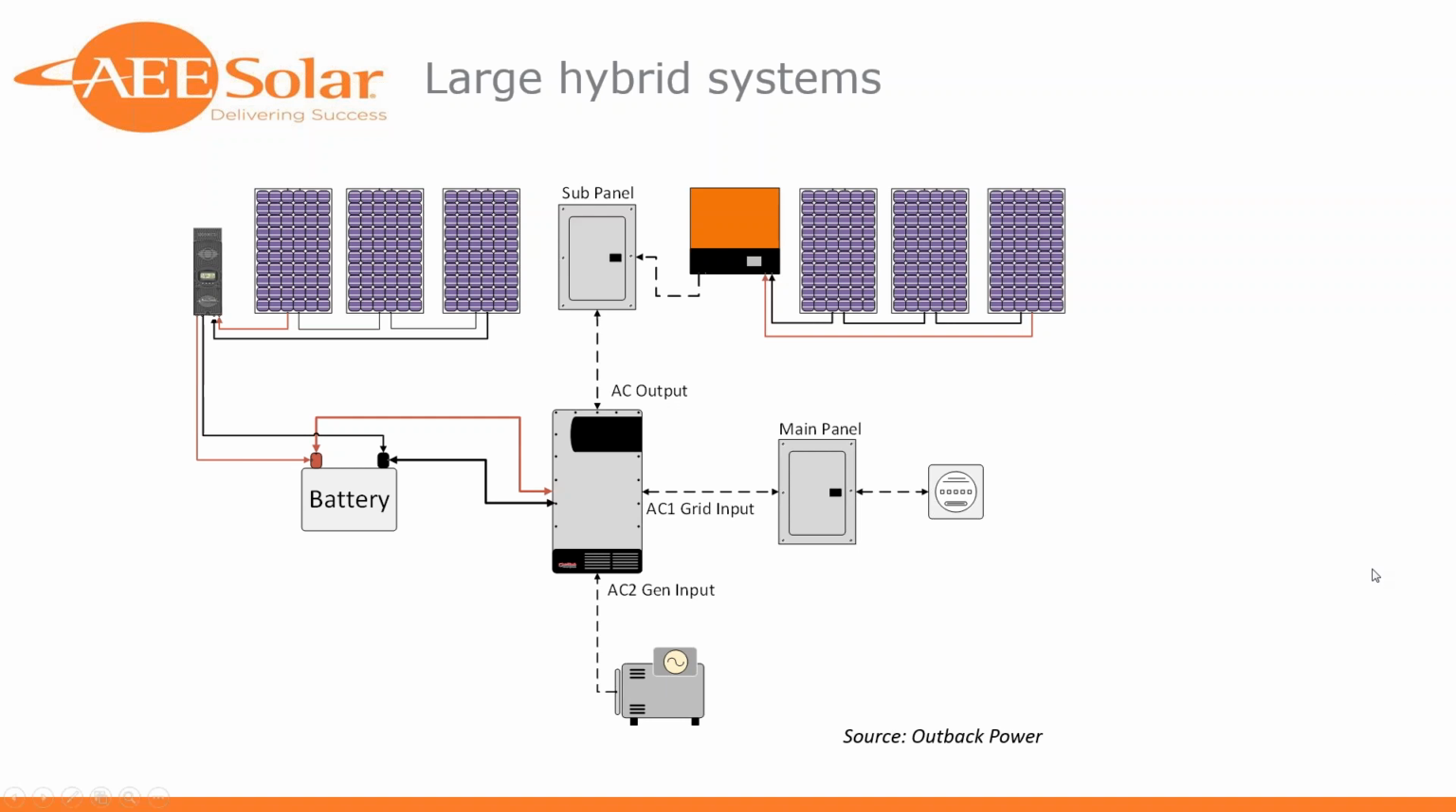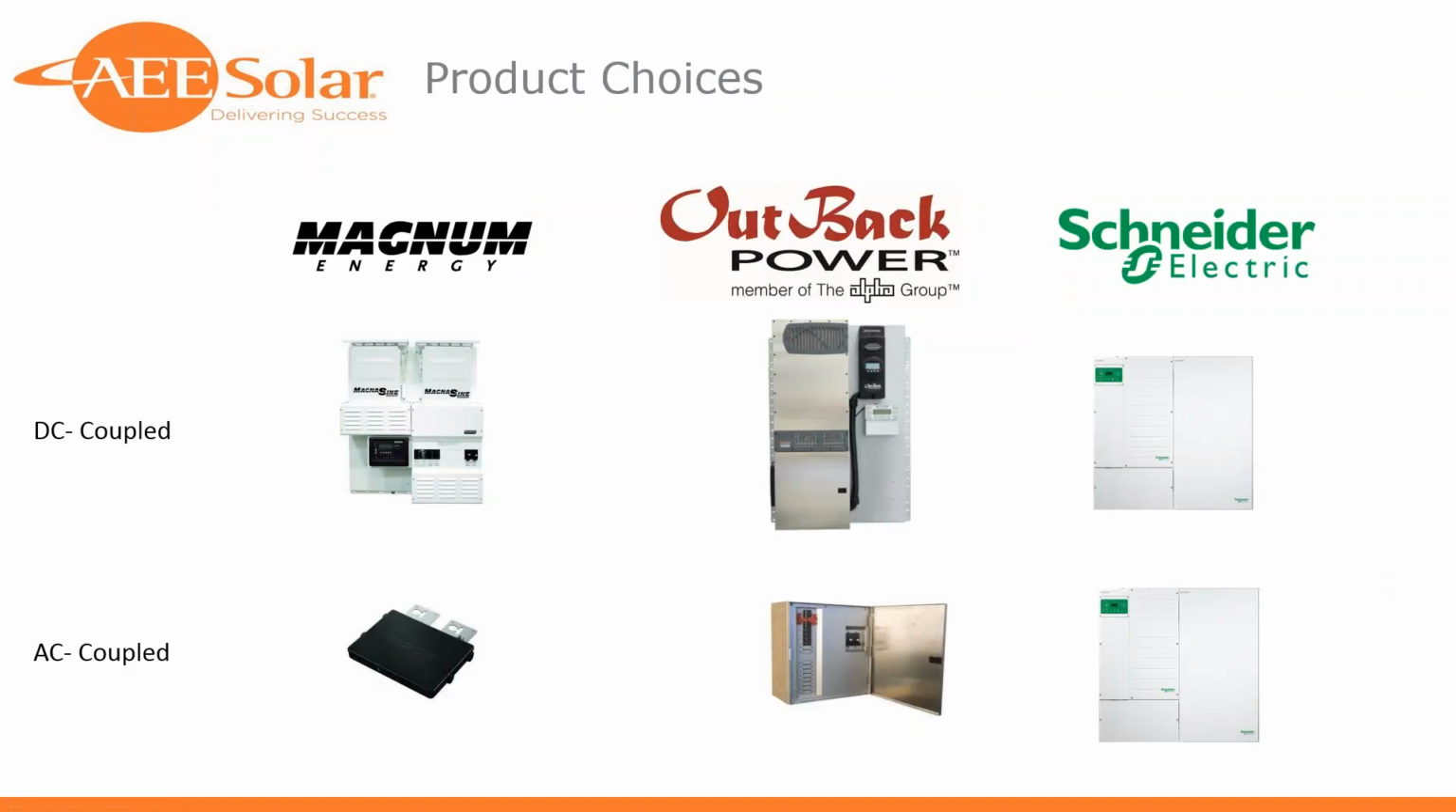So at this point, I wanted to just do a quick overview of some product choices you've got out there. My presentation so far has been pretty heavily weighted towards Outback and Schneider. That's not to say anything ill of Magnum. I just didn't have a lot of material from which to pirate slides and diagrams. But all three of these brands have great solutions for DC and AC coupling. We carry all three. We carry charge controllers from other manufacturers that you can use in a DC coupled environment.